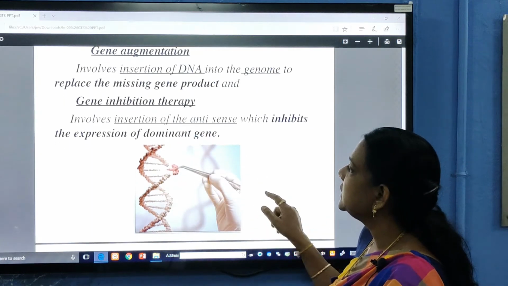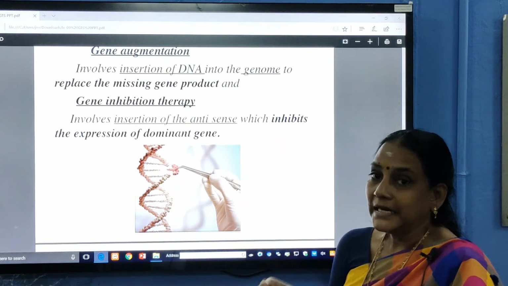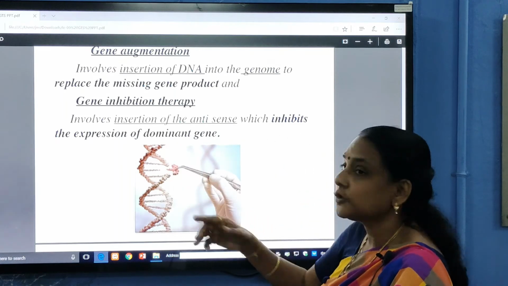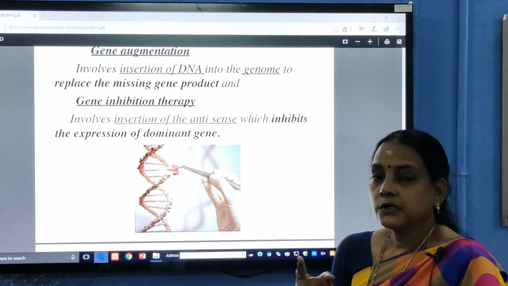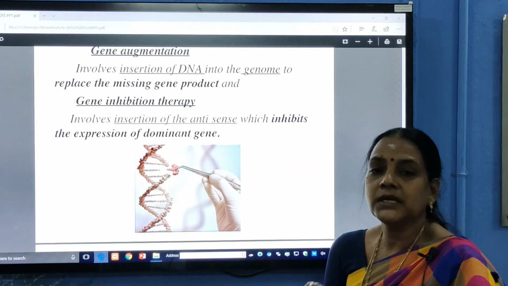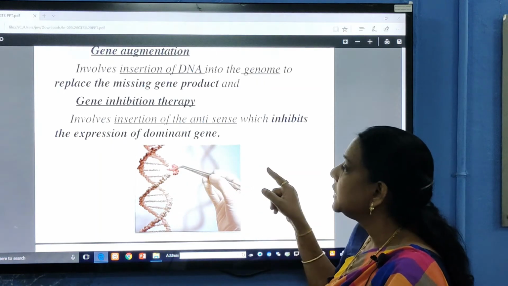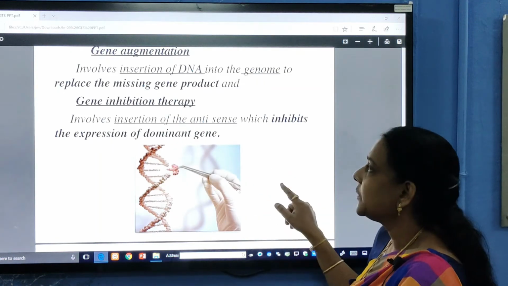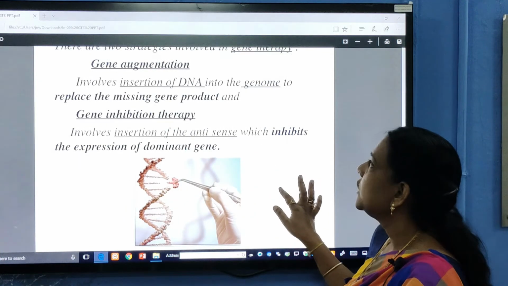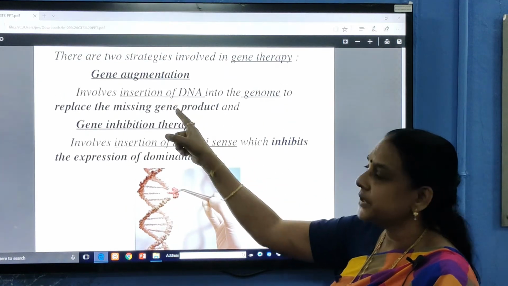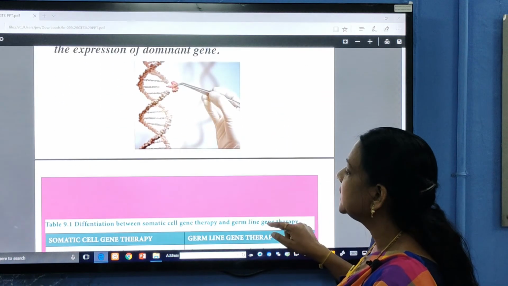So another one is inhibition. In the inhibition, insertion of antisense, which inhibits the expression of a dominant gene. So that antisense will inhibit the expression of a dominant gene, so you call it inhibition therapy. So these two are the strategies of gene therapy. One is gene augmentation, another one is gene inhibition therapy.